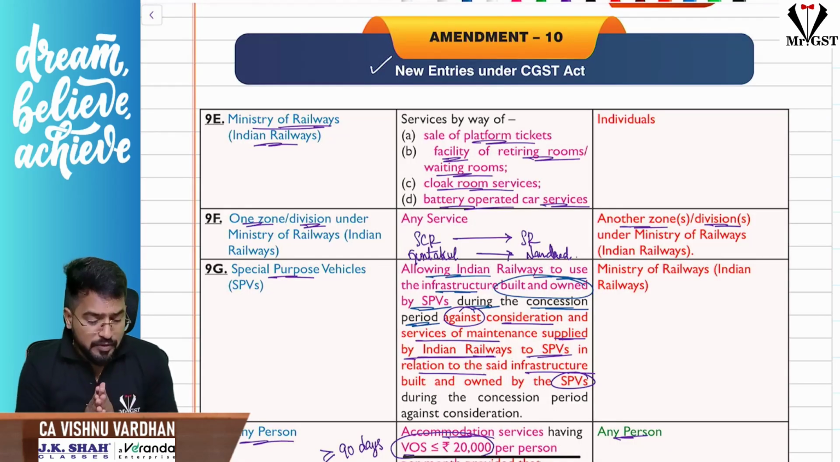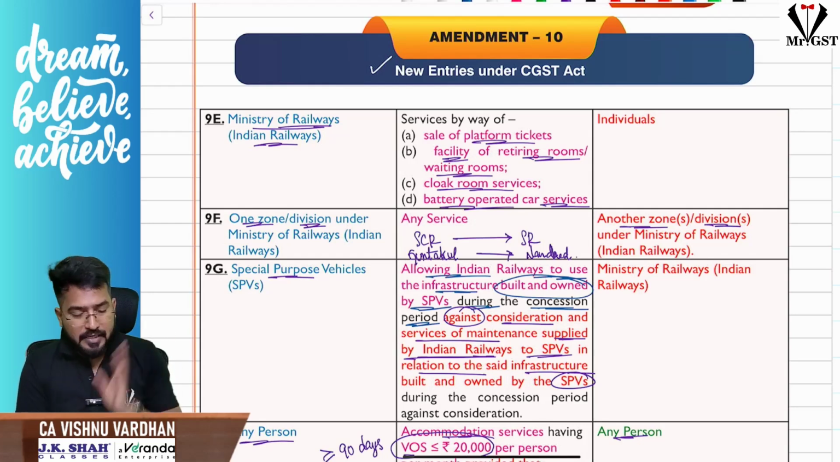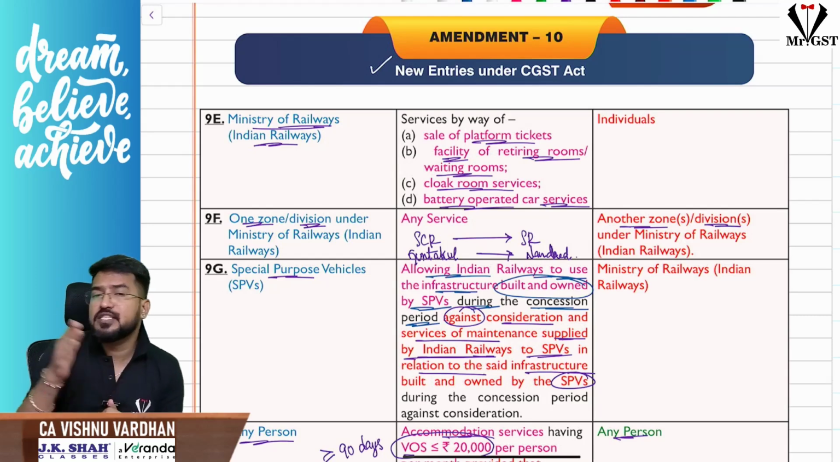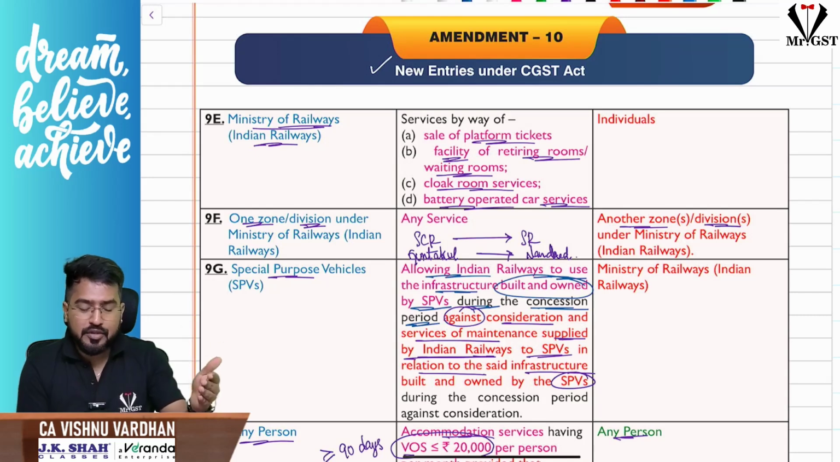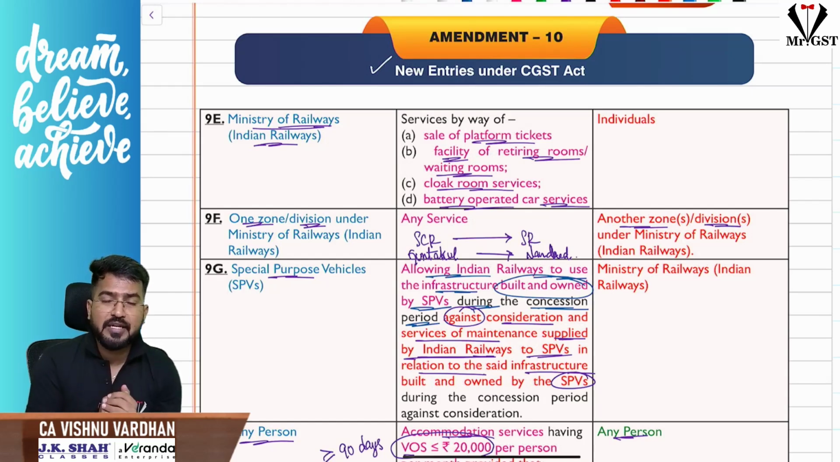So now the next one, if you see, sir, the new exemption entries in the CGST Act. First of all, one segment we'll see: new entries regarding Indian Railways. Sir, Indian Railways provides services by way of sale of platform tickets, the facility of retiring rooms or waiting rooms, cloak rooms where you keep luggage, and waiting halls. For that you pay some consideration, and there are also battery operated car services you will see at railway stations, on the platforms. For these services they charge some nominal consideration, and that is exempt under GST. Okay, this is one new entry.